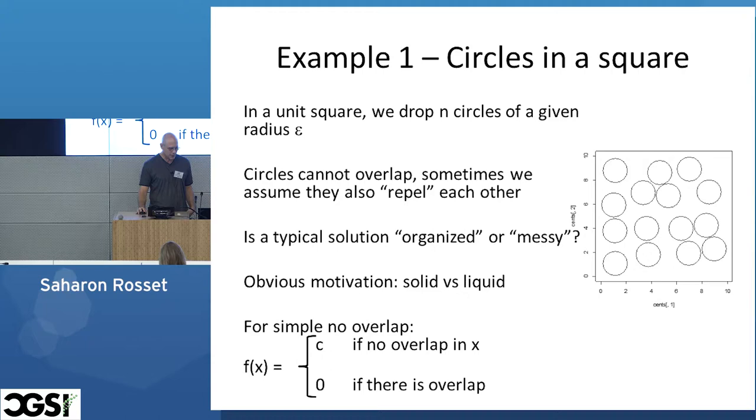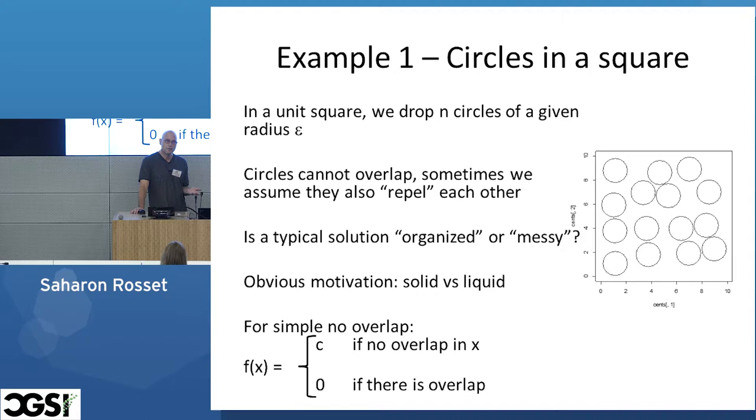So without the repulsion, it's very easy. It's a legal organization if they don't overlap, and it's illegal if they do overlap. So F would be some constant if they do not overlap, and zero if they do overlap. And what would be the constant? So in fact, I don't know this constant, right?